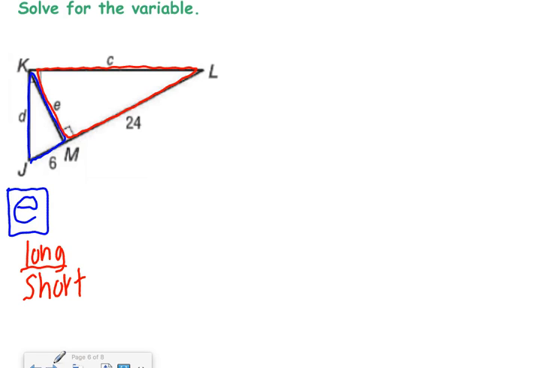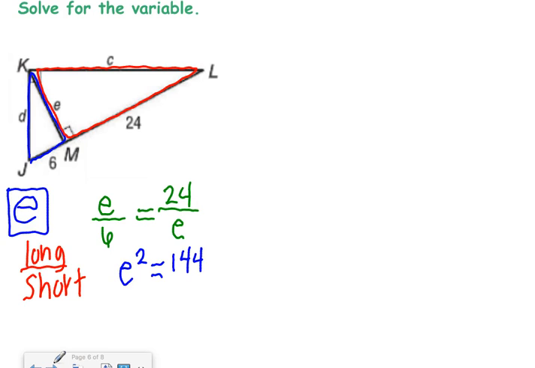what's my long side on the blue triangle? E. E over, what's your short? 6 is equal to, what's your long side on the red? 24. 24 over E. And a good way to check is E times E. We're looking okay. What's 6 times 24? 144. So E is 12.